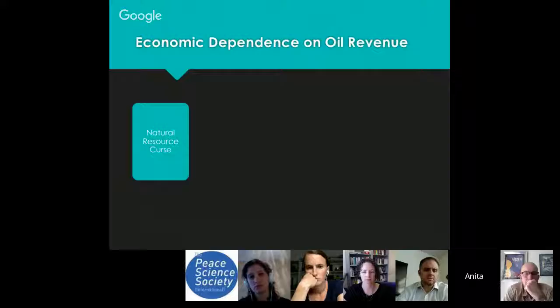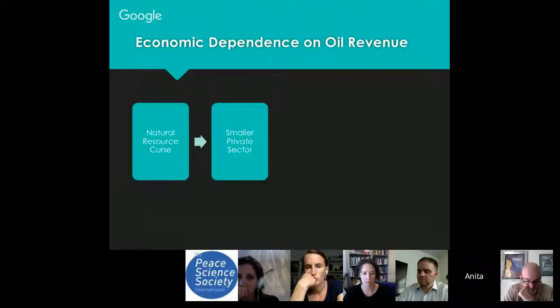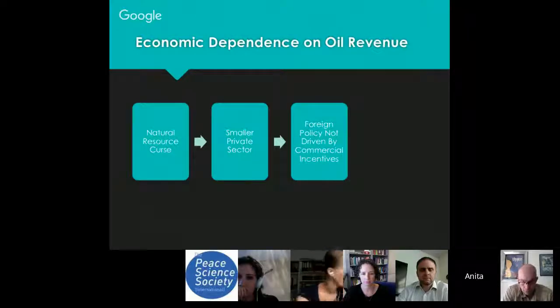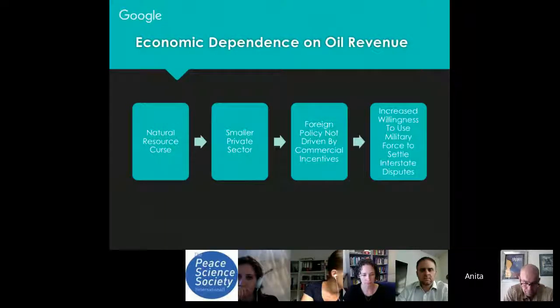So to give you a picture of this causal argument, we begin with the natural resource curse, which basically tells us about the private sector. I'll go into a little detail why, but this creates a smaller private sector that has less influence. And I guess I probably should start with, in terms of economic interdependence, the idea that it reduces conflict is based on the idea that the businesses and economic interest groups that would be affected have some ability to influence government leaders when making those decisions. But in this case, in oil-dependent states, foreign policy is not driven by commercial incentives, and this results in an increased willingness to use military force to settle disputes.